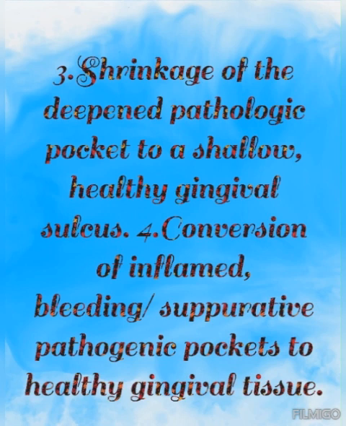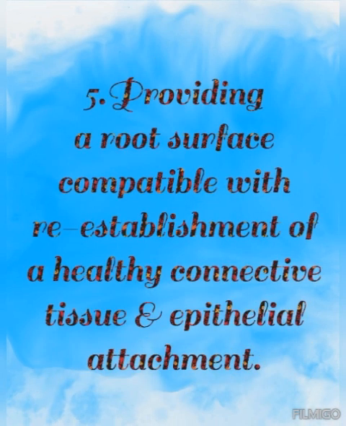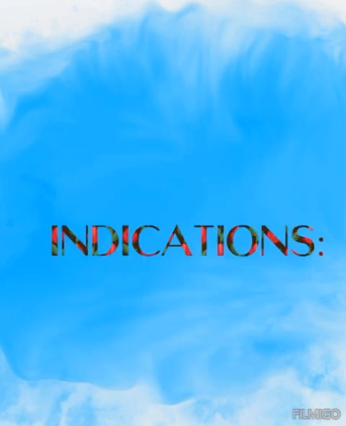Reduction of the size of the pathological pocket to a shallow, healthy gingival sulcus, and conversion of the inflamed, bleeding, suppurative pathogenic pocket to healthy gingival tissue. If we do scaling and root planning, the inflamed tissue becomes healthy, providing a root surface compatible with the re-establishment of a healthy connective tissue and epithelial attachment. These are the objectives.